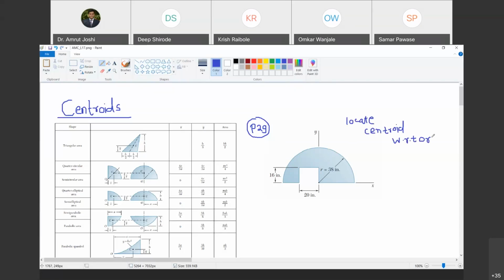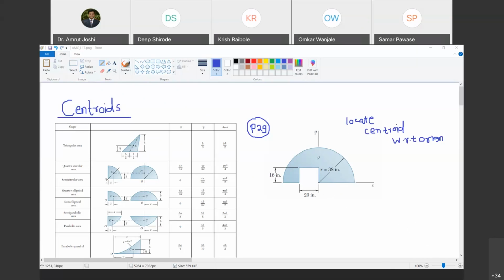So is the origin marked in the diagram? Can you tell me, Krish? Hello? Krish? So, where is the origin here? Can you tell me? Yes, I'm here. So at the center.